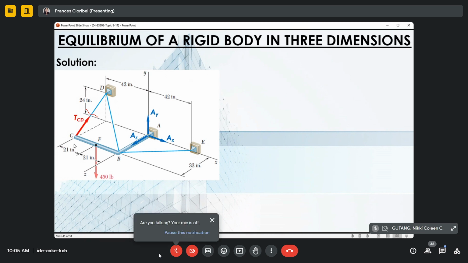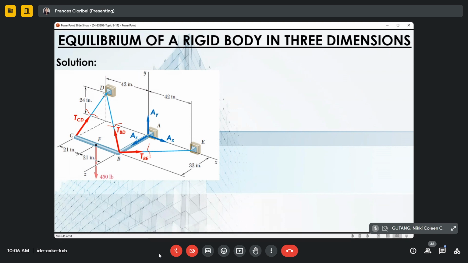There, right? Our BD and our BE. Okay? So how many unknowns? 1, 2, 3, 4, 5, 6 in total. Okay? So, let's solve first for the diagonal or the directed distance from C to D.